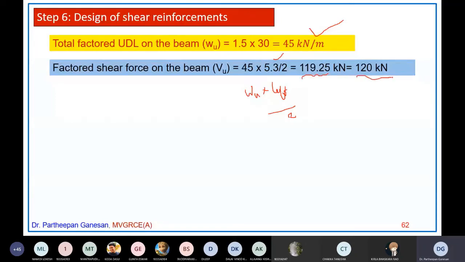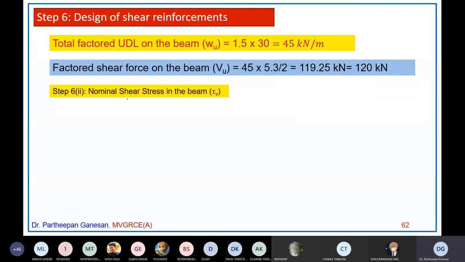So you can design for 120 kilonewton. It's no harm. You are making it a whole number. Okay, don't reduce to a lower number. You should increase. In the design, you will always design for a higher load, not the lower load. If capacity is asked, you will take a lower load. But if it is a design, you should always design for a higher load. Okay. So that is the factored shear force.